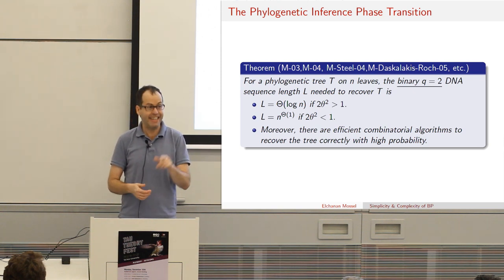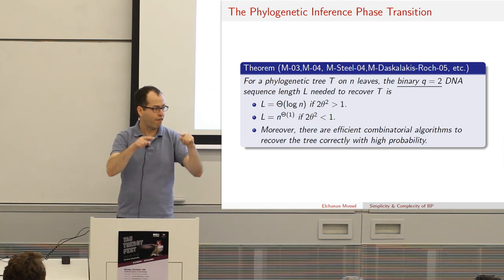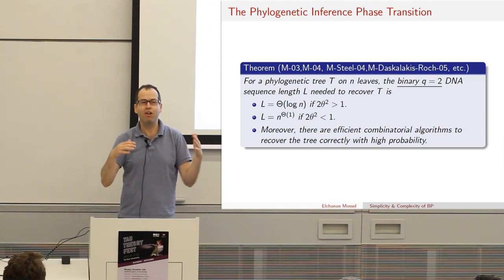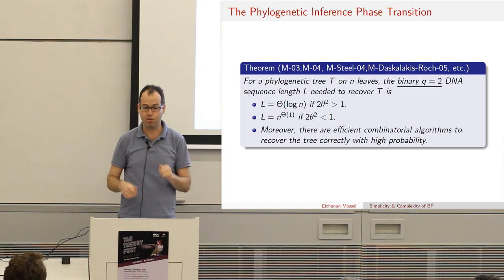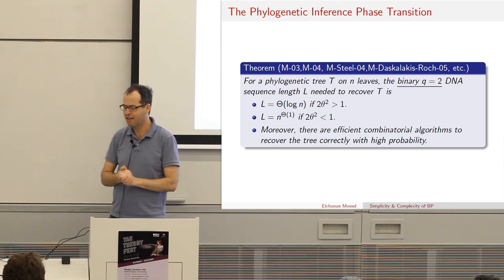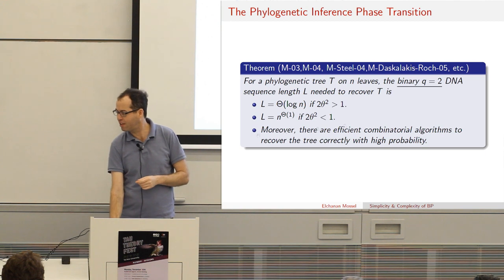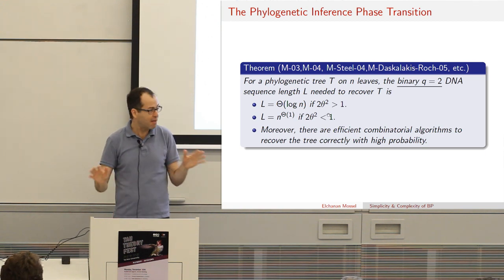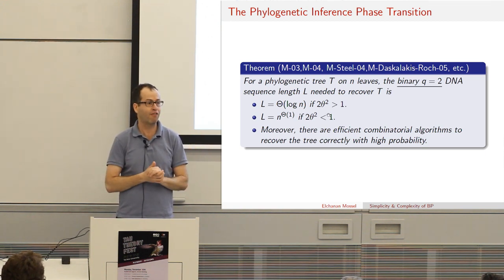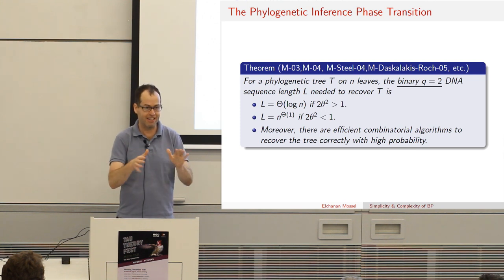And D, you remember there was this parameter D of how many children each node has. In biology, usually the assumption is that D is equal to 2, just for biological reasons. So D is equal to 2 and Q is equal to 2. So the threshold that we expect is 2 theta squared equal to 1. And somehow this happens to be the first transition for this phylogenetic reconstruction problem, which I didn't define.